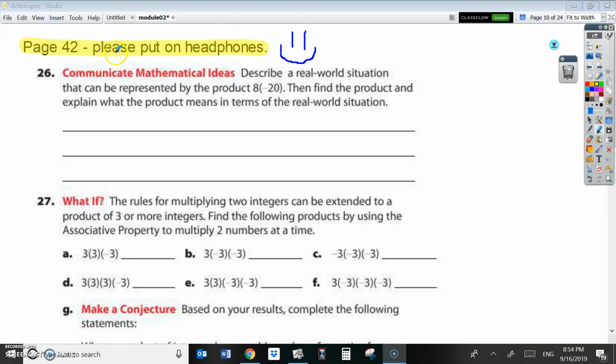Page 42, please put on headphones. Number 26, communicate mathematical ideas. Describe a real-world situation that can be represented by the product 8 times negative 20. Then find the product and explain what the product means in terms of the real-world situation.